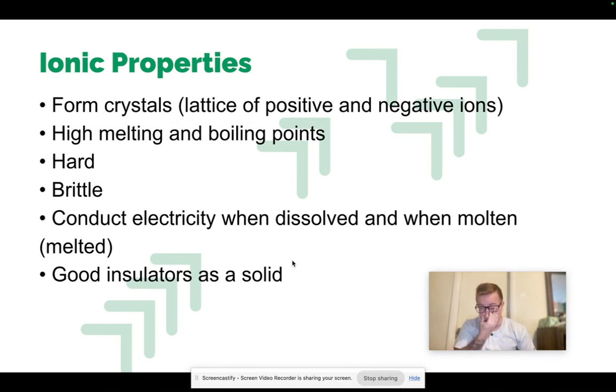Ionic properties. If you have an ionic compound, you will form a crystal. You'll have high melting and boiling points. You're going to be hard. You're going to be brittle, which means you can break apart easily. You conduct electricity when you dissolve.